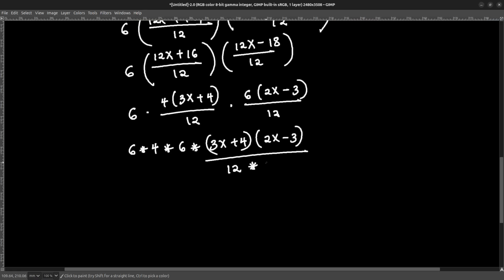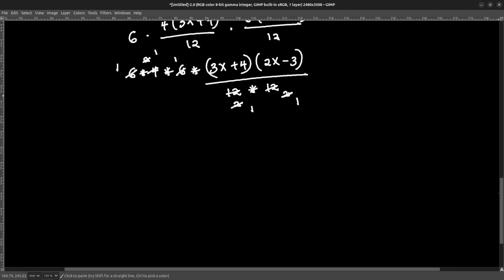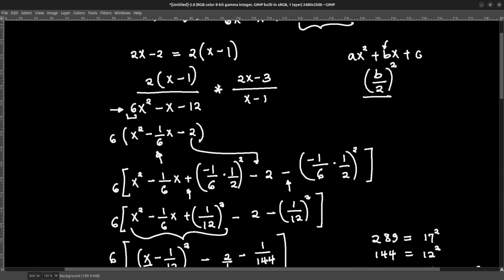So let's cancel out the numerics. By 6 I get 1, by 6 here I'll get 2, right? Then again by 6 here I get 1, by 6 here I'll get 2. Then by 2 here I'll get 1, by 2 here I'll get 2. Then by 2 here I get 1, and by 2 here I get 1. So the numeric terms all cancel out each other, and at the end of the day we are only left with 3x plus 4, 2x minus 3. So that is the simplification of the quadratic equation.